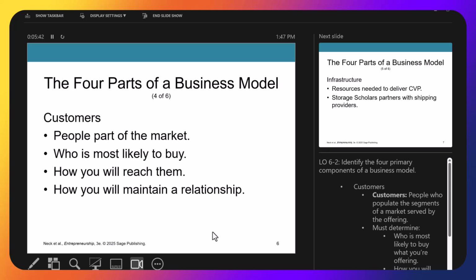Customers, people are part of the market. Who is the most likely to buy? How will you reach them? How will you maintain them? So when they say the customer is always right, it's more than just that too.